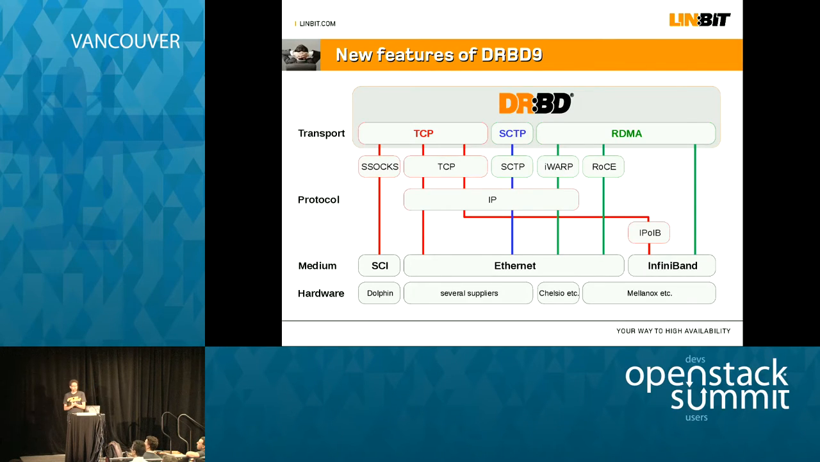Now, the network abstraction. Up to now, we had this TCP transport built right into DRBD. That meant we were only capable of using TCP to communicate between the two nodes. Now we abstracted it out. Now we have transport modules you can load on the fly. You can load one or multiple of those. And here we see the options.